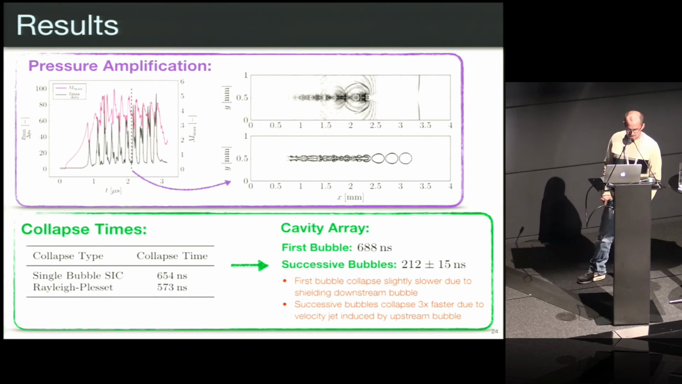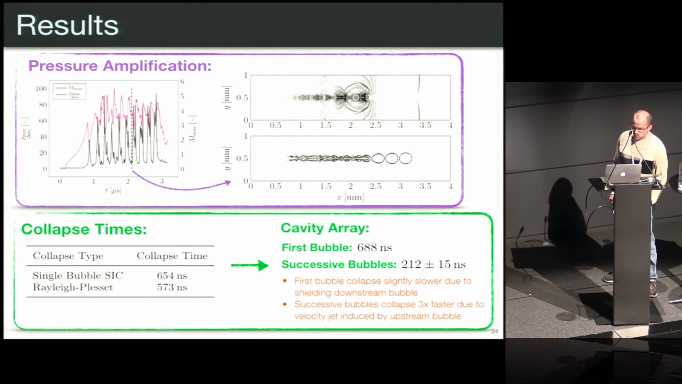In terms of collapse times of the bubbles, we have run with the same solver a single bubble collapse using the same shock wave, but only one bubble. For this case, the bubble collapse time has been measured to be 654 nanoseconds. For the case of the cavity array, the first bubble collapses in about 688 nanoseconds, which is slightly slower due to the shielding effect of the downstream bubbles. We also found that successive bubbles collapse about 3 times faster due to the penetrating effect of the velocity jet that is induced by the collapsed upstream bubble.